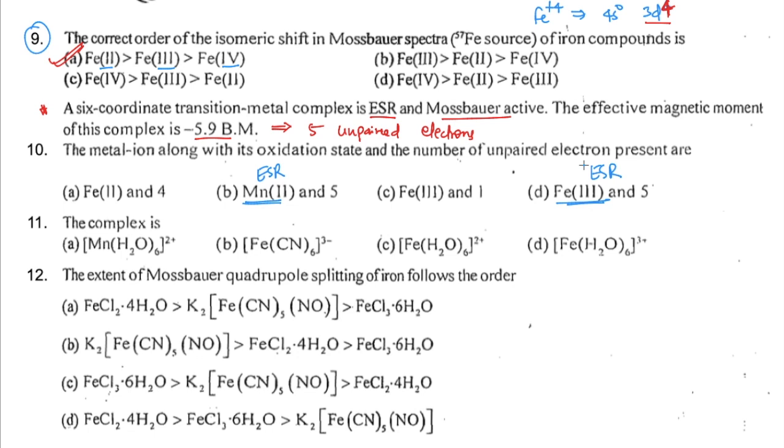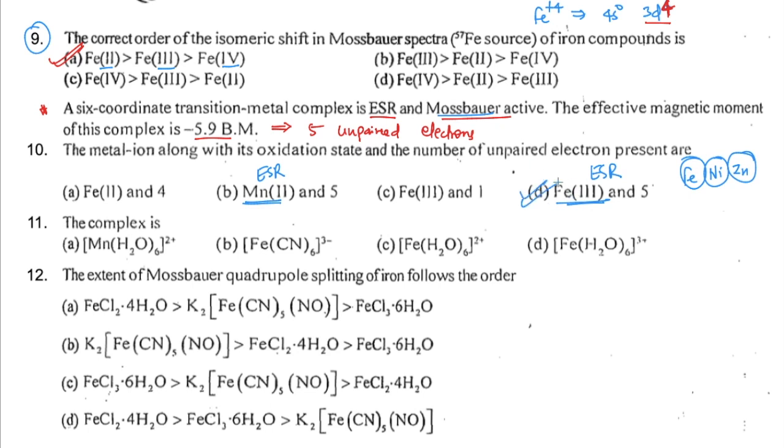But the only difference is that in the 3d transition series, iron, nickel and zinc are the only 3 elements which are Mossbauer active. So whenever it is given that the complex is Mossbauer active, for ESR we had both options, but for Mossbauer only iron is the correct one.